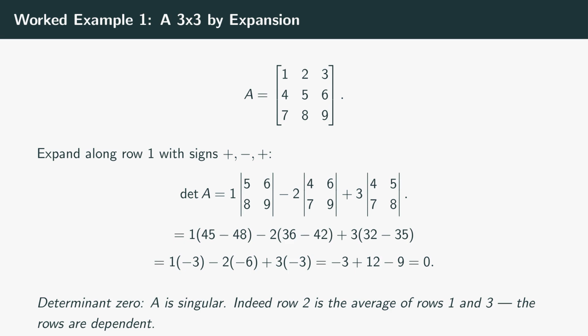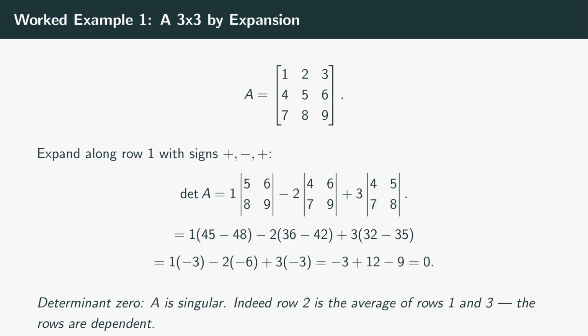The second term carries a minus sign, minus 2 times the determinant of 4, 6 over 7, 9, which is 36 minus 42 equal to negative 6. The third term is plus 3 times the determinant of 4, 5 over 7, 8, which is 32 minus 35 equal to negative 3. Now assemble.